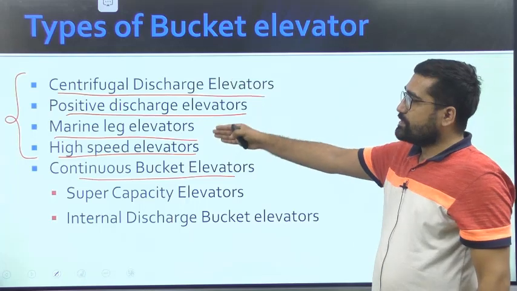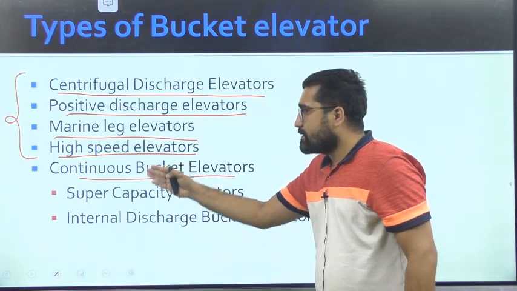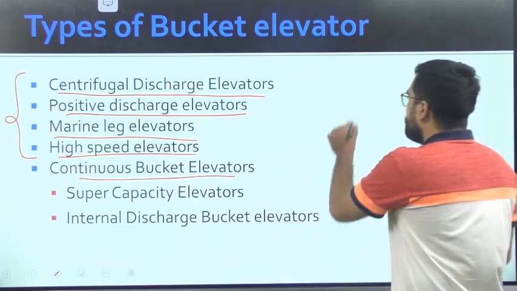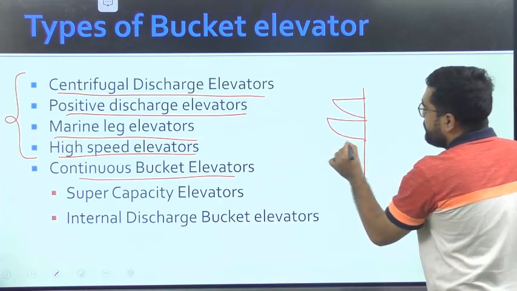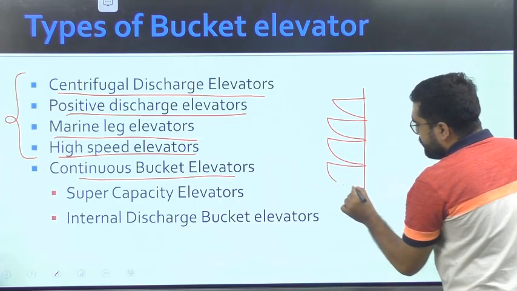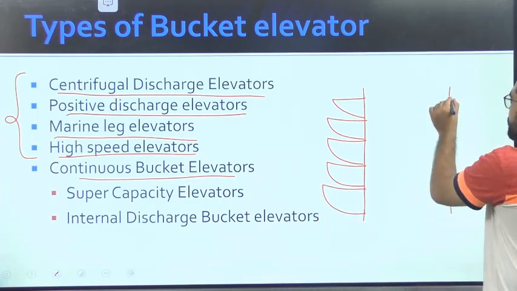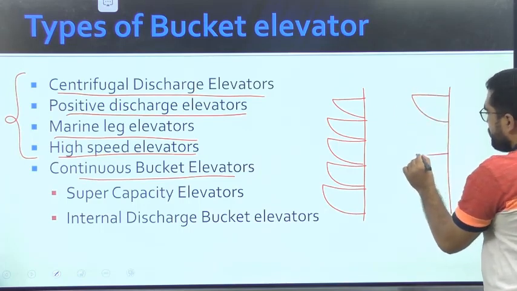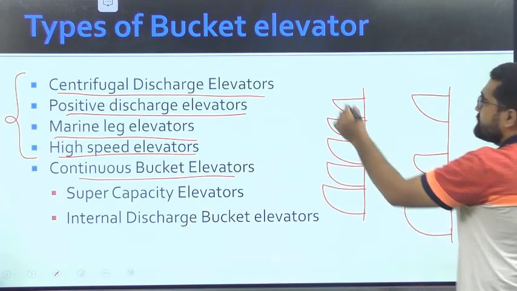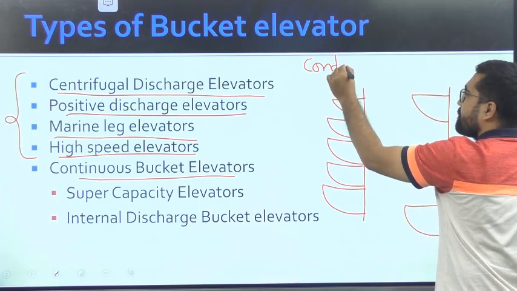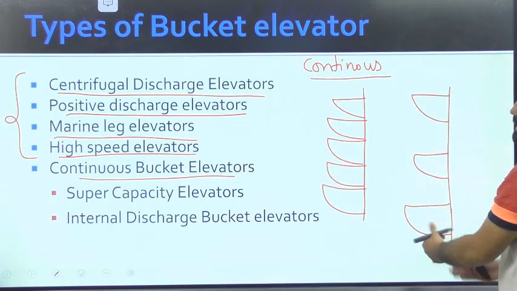So the difference between these four and the continuous elevator will be the spacing between buckets. Okay, in continuous elevator the spacing between the buckets will be minimum like this, whereas in the other four types of bucket elevators the spacing will be more. Okay, so spacing will be visible. So this is continuous type, and this can be any one from the four.